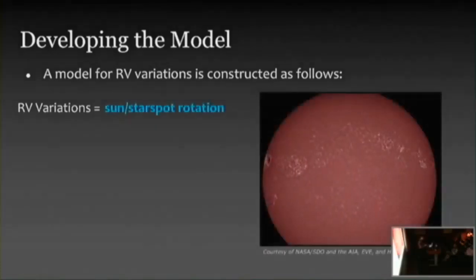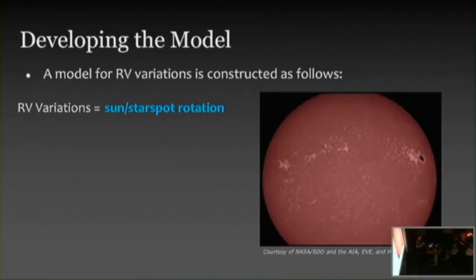So this first term is sun/star spot rotation across a star. Now a star spot is just a sunspot on another star. They can have pretty different properties. Sunspots are actually very tiny compared to some star spots, but they have the same general magnetic properties. And we're talking in the context of Doppler shifts.